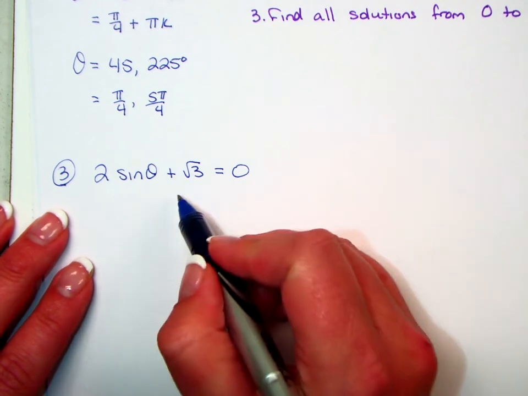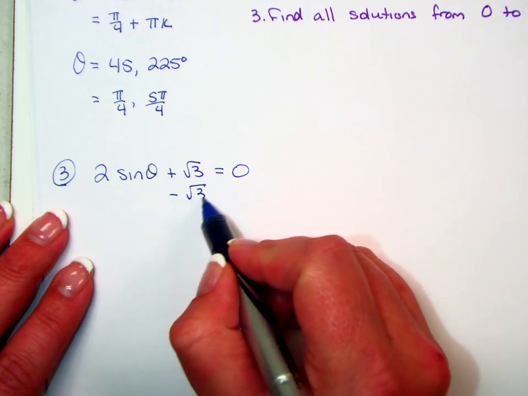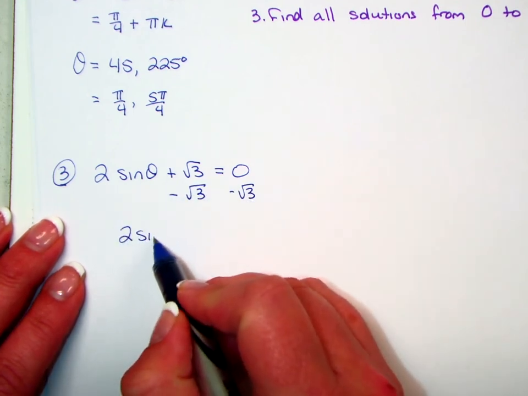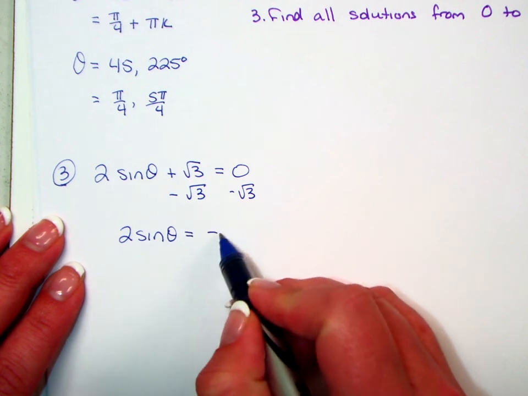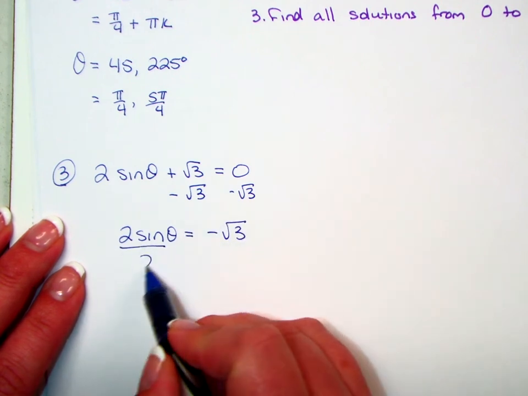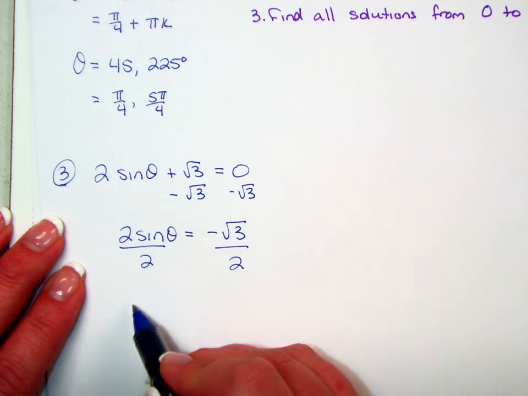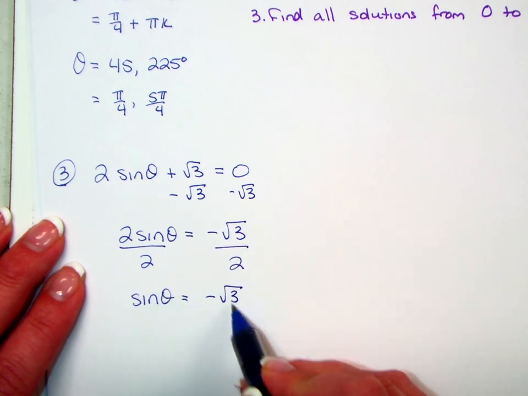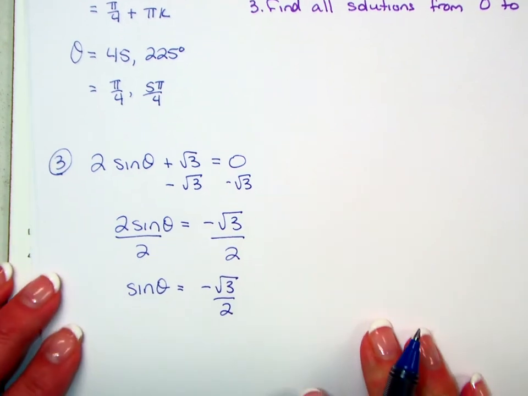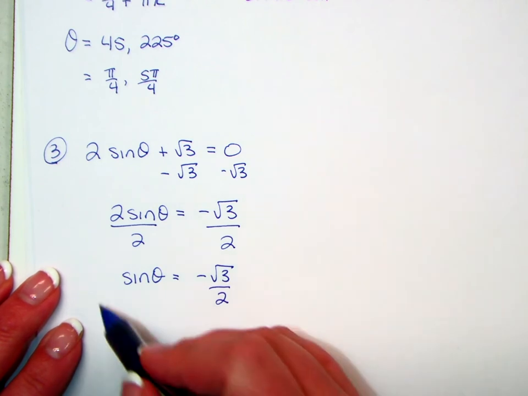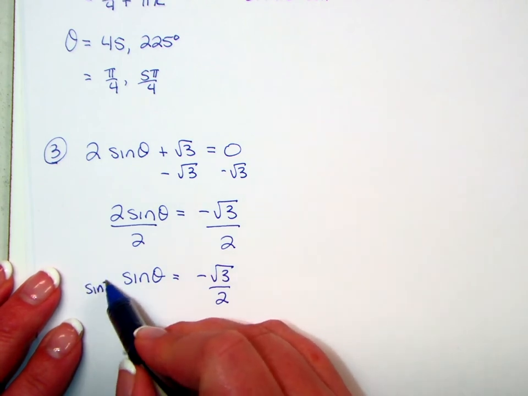So the first thing I'm going to do is move the rad 3. So I get 2 sine theta equals negative rad 3. And then solving for sine, I'm going to divide both sides by 2. So I get sine theta equals negative rad 3 over 2. Now, to solve for theta, to find the angle theta that's the solution to this equation, I can sine inverse this.